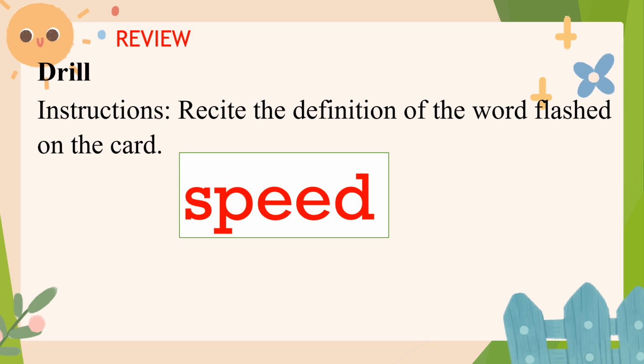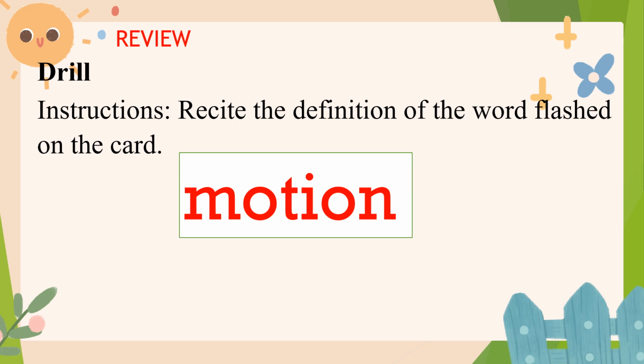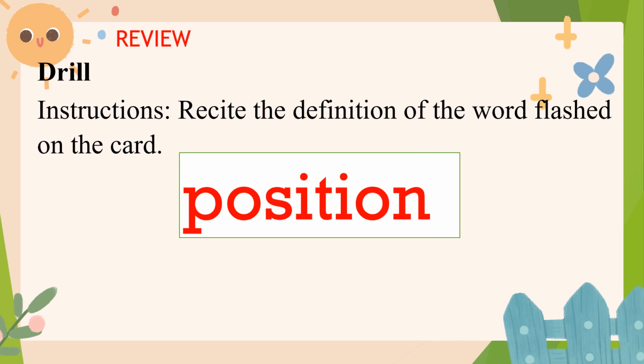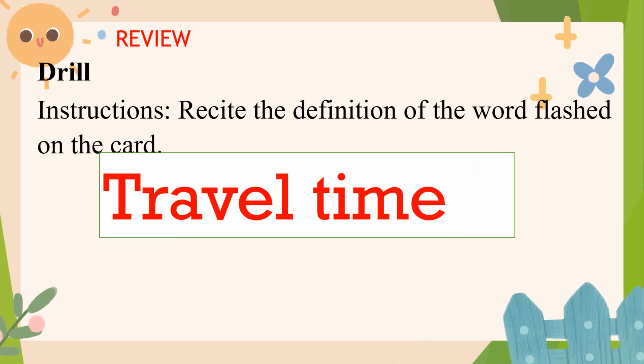Next word is speed. That's right, it describes how fast or slow an object or person has traveled. How about motion? Very good. Motion describes the movement of an object from one place to another. Position. Okay, position describes the place or point where something or someone is located.